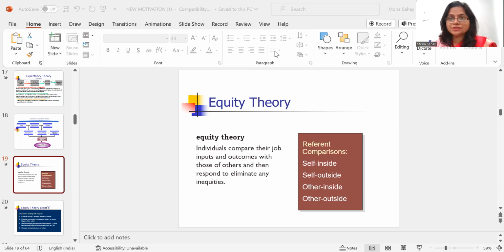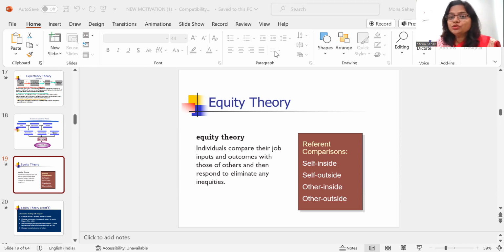Now, as the name suggests, in this theory we are talking about equity. What does equity mean? Equity means equality. It means equality between two or among more than two. Very simple. Now here, when we are talking of equity theory, we are talking of employees, people who are working in organizations. Of course, since it is a part of organizational behavior, we will discuss things that are relevant within the organizations. So here we are discussing equity between two employees or among more than two employees within an organization. Equity related to what?